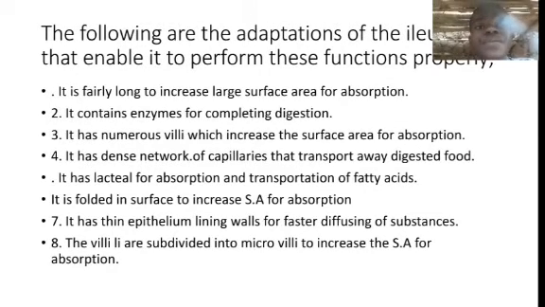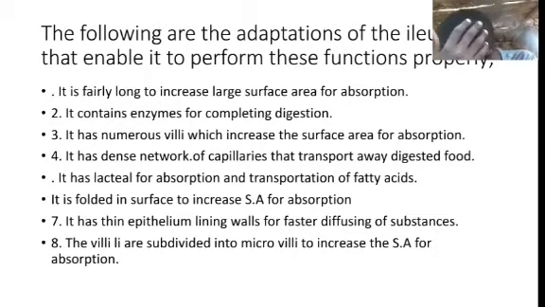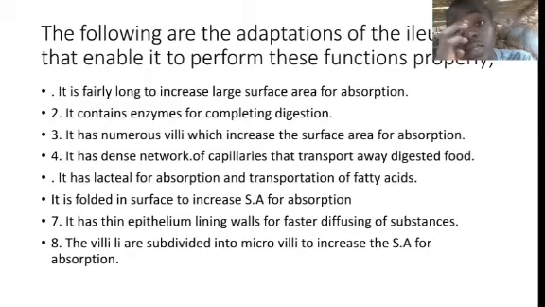And they are here. So the first one is that it is fairly long, to provide a large surface area for absorption. It is long in nature so that it can increase the surface area for absorption. It also contains enzymes for completing digestion. As we saw, there are very many enzymes in the ileum which are for completing digestion. We looked at enzymes like trypsin, which acts on the polypeptides.